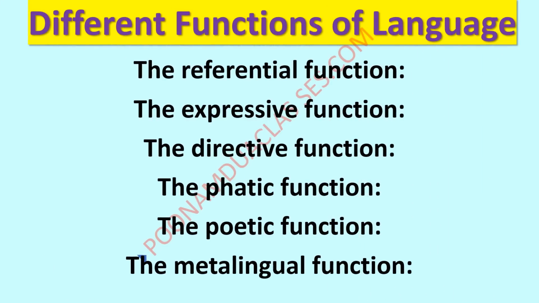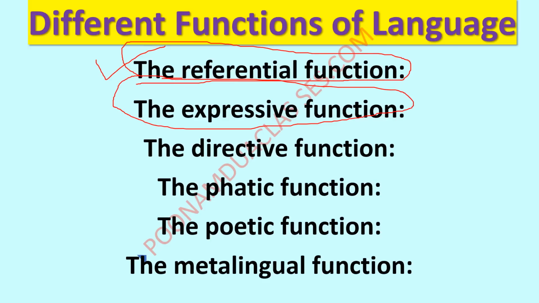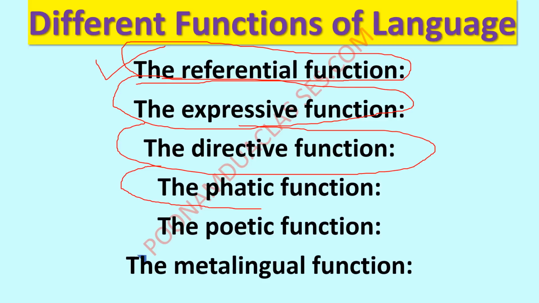Let us revise once more. The referential function is used to tell someone some information. It is kind of a statement. The expressive function is used to express some emotion or feeling. Directive is imperative, to give order or make a request. Phatic, to break the ice or to start, initiate a communication by trying to be a little formal initially.